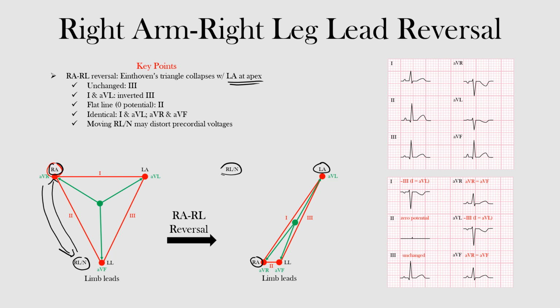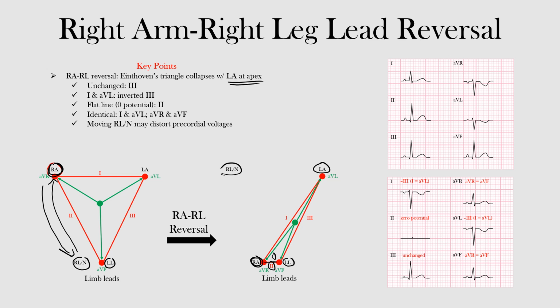Now the right arm and the left leg electrodes are recording nearly identical voltages, making the difference between them negligible. That is, lead 2 becomes a flat line with zero potential. If you look at lead 2, which is from our right arm to our left leg, here's our right arm and our left leg, and you can see it's pretty much a flat line. So lead 2 pretty much becomes 0.